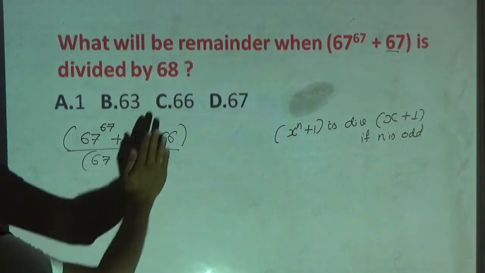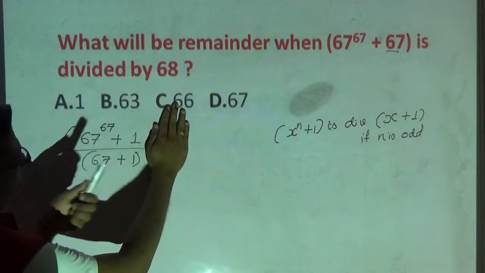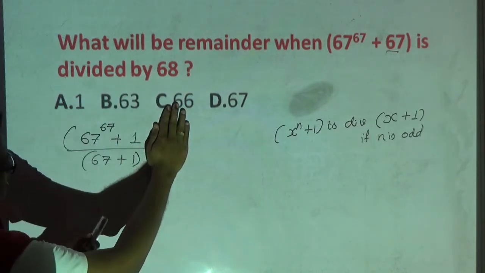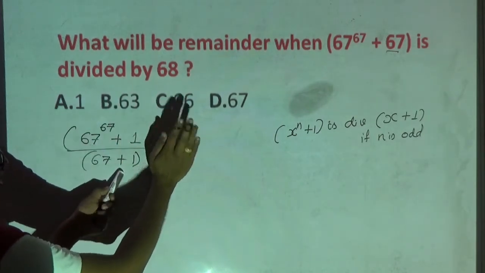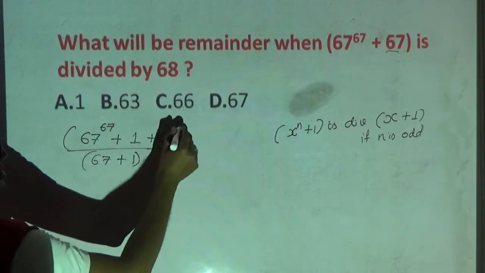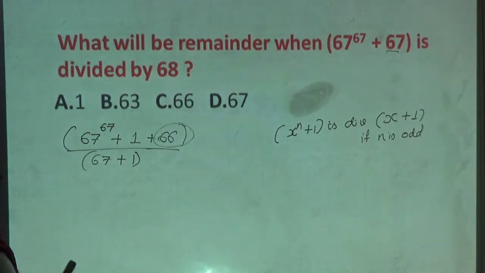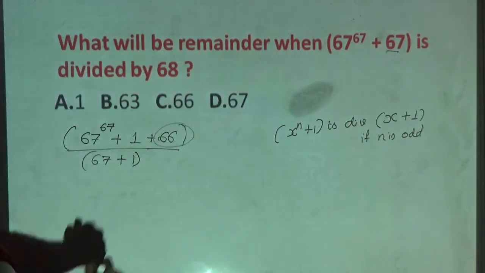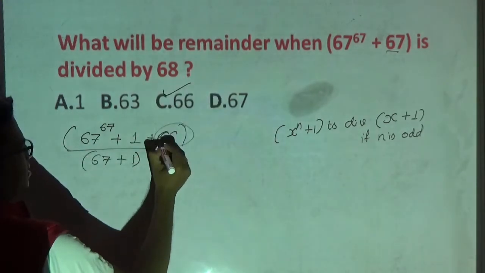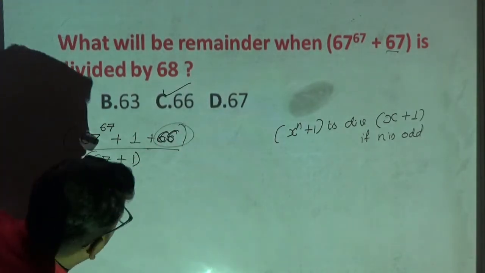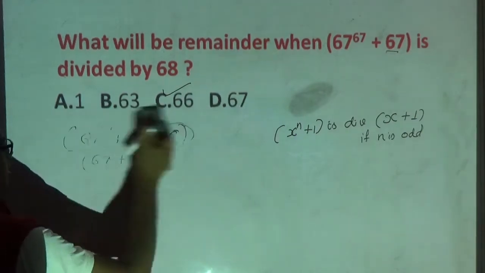I know that this will be completely divisible. I told you x power n plus 1 is divisible by x plus 1. But then what is this? This is the remainder. So what is the answer for this question? The answer for this question is 66. Hope you have understood. I will go for the next example now.